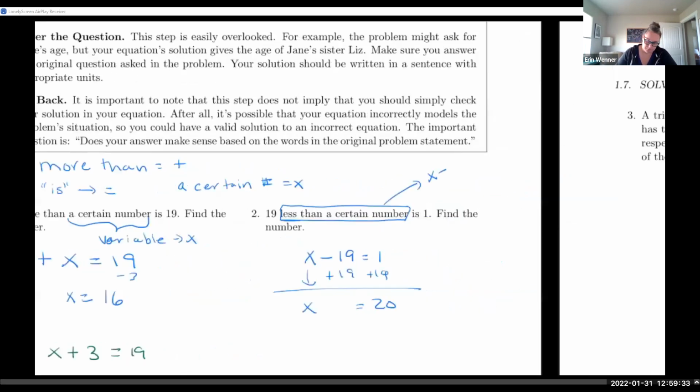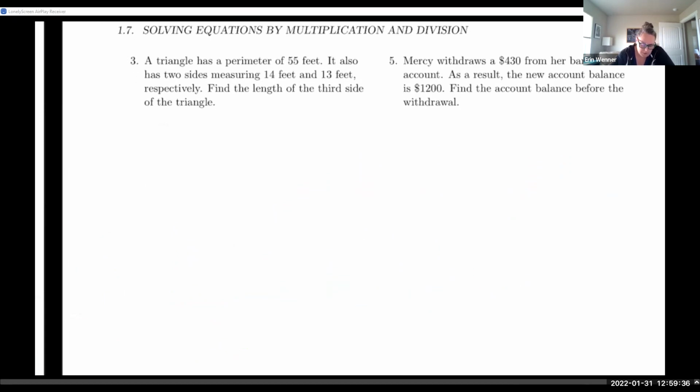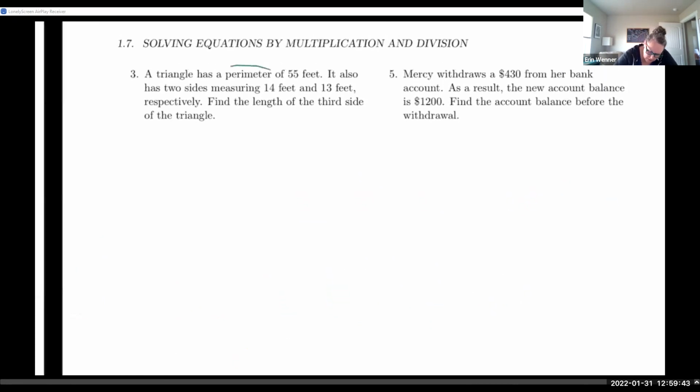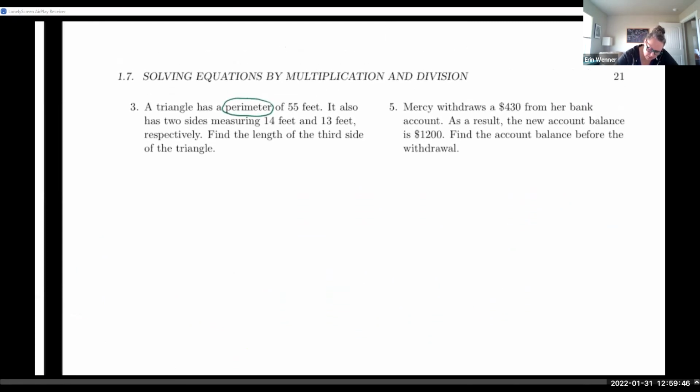Go to the next page. So number 3 says a triangle has a perimeter. So remember, as you're going through these, define some of your terms. Remember, perimeter is the distance around, which means add all the sides. So the perimeter of 55 feet also has 2 sides that measure 14 feet and 13 feet respectively. Find the length of the third side of the triangle.